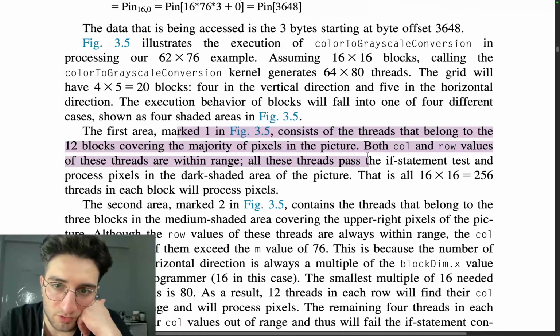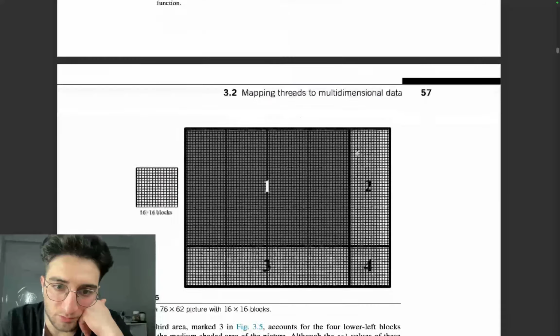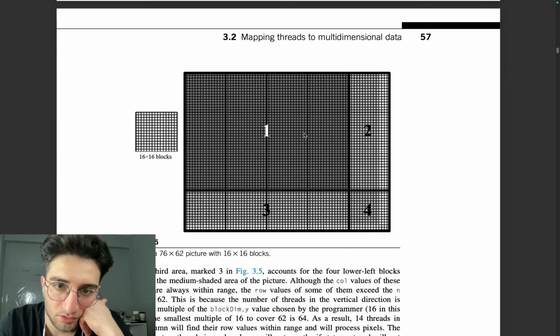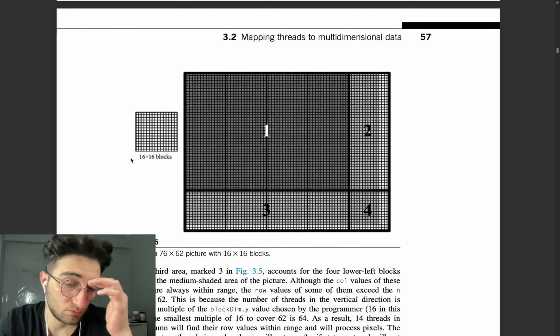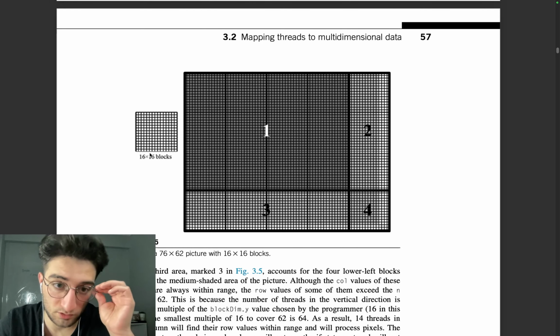The first area, marked 1, consists of the threads that belong to this. So this is the first, second, third, fourth. These are like all 16 blocks.